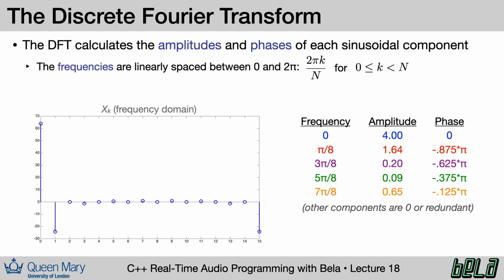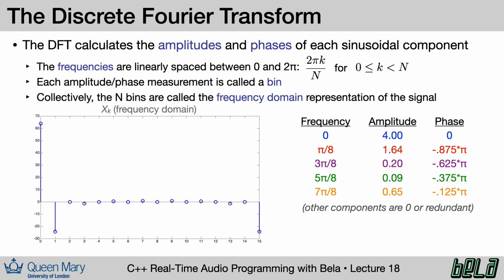Again, what we're doing with these Fourier transforms is that we are taking a finite length window of signal over time, and we're decomposing it into sinusoidal components, giving us the amplitudes and the phases of each of them. The frequencies of these components are actually standardized by the DFT itself. We know that they are linearly spaced between a frequency of 0 and 2 pi, therefore given by the expression 2 pi k over n, where k is greater than or equal to 0 and strictly less than n.